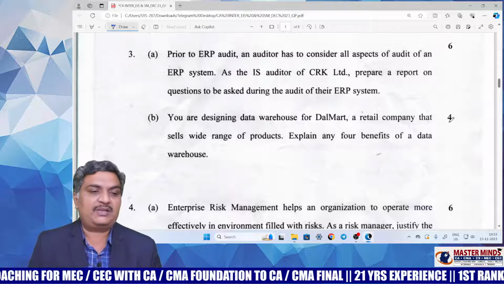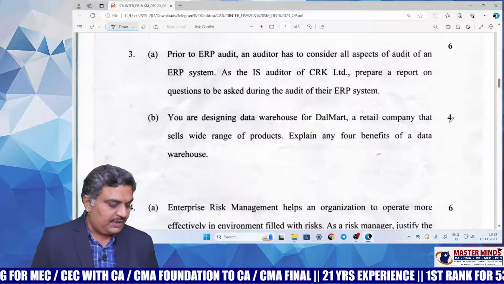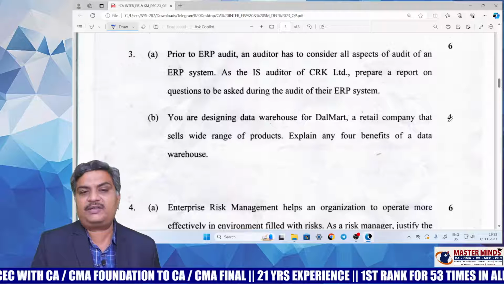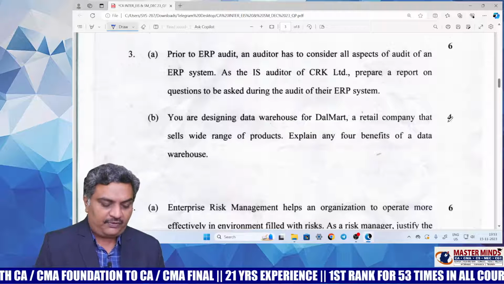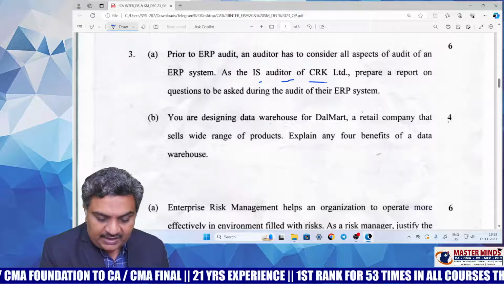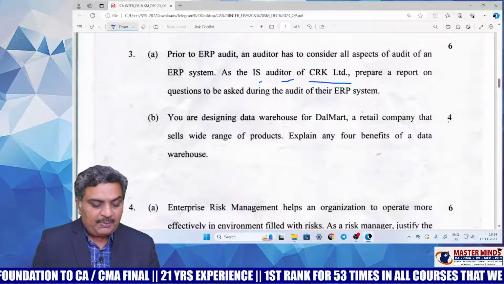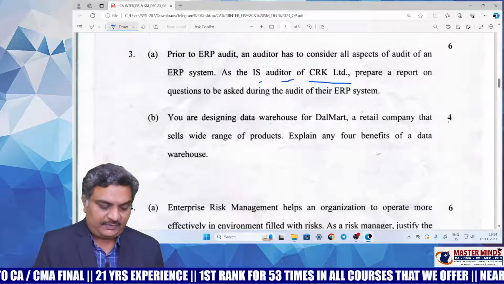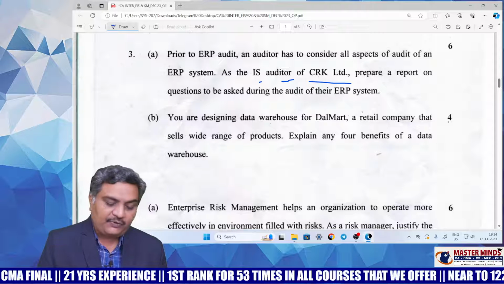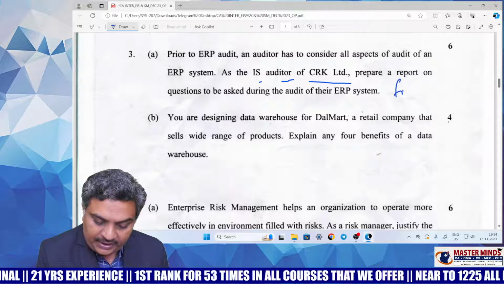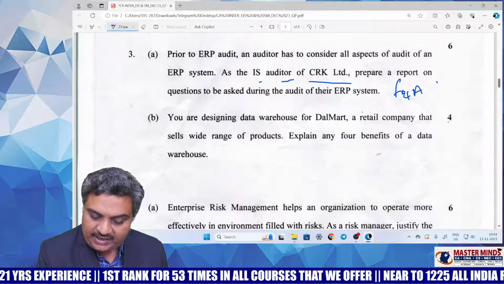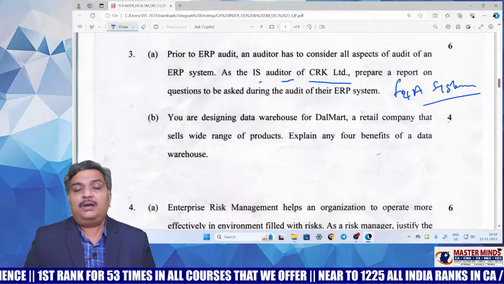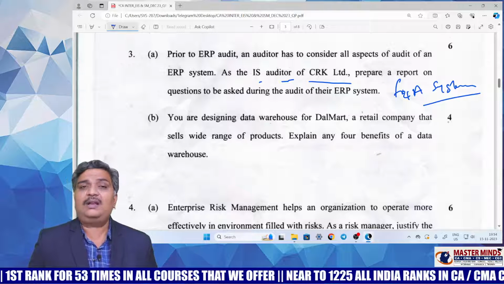Now coming to the next question: prior to ERP audit, an auditor has to consider all aspects of audit of an ERP system. As the IS auditor of CRK Limited, prepare a report on questions to be asked during the audit of their ERP system. Again, this question is from financial and accounting systems. This is again an expected question.